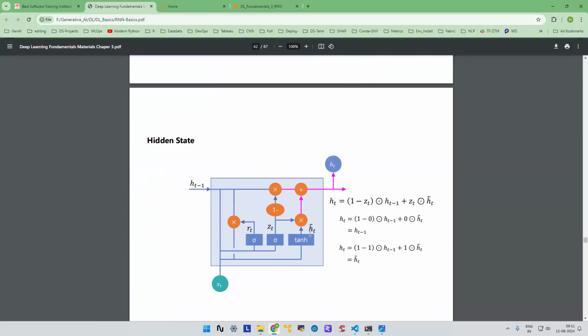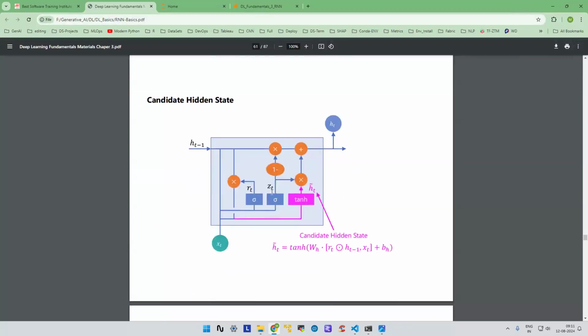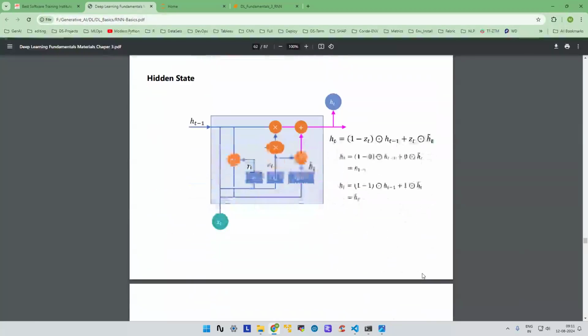The final hidden state is going to consider the candidate hidden state. So it's going to consider this particular update gate: 1 minus ZT into HT minus 1 plus ZT into HT. And the basic idea is to consider some part of the previous hidden state.